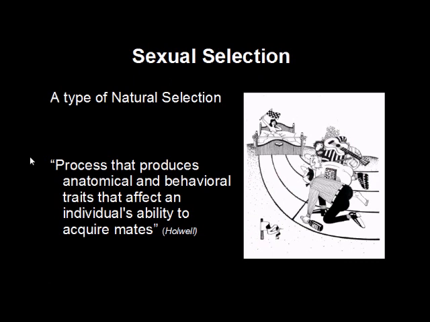And with sexual selection, which can be thought of as a type of natural selection, what happens? Well, in sexual selection, you are acting on an individual's ability to acquire mates. So we have this nice example of a definition here: a process that produces anatomical and behavioral traits that affect an individual's ability to acquire mates. The thing here is that you've got differences in mating, which result in differences in the organisms.